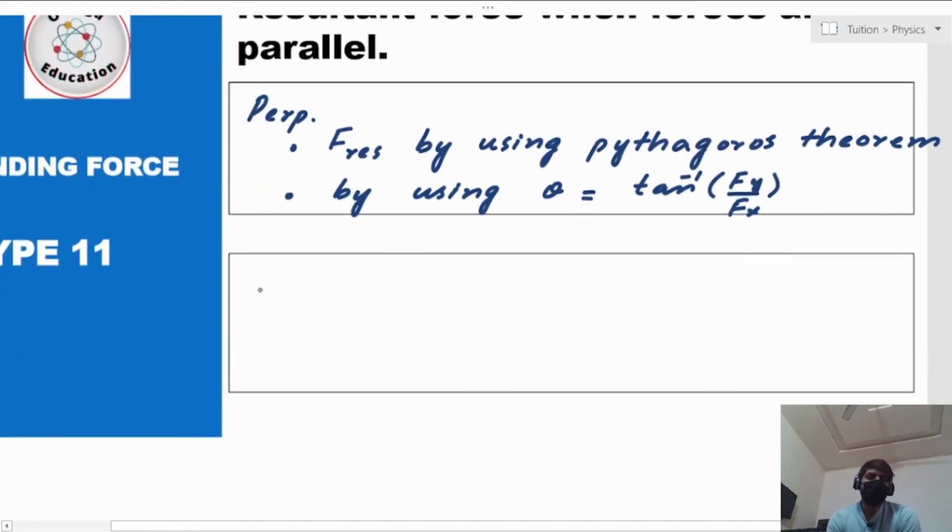And if the forces are not perpendicular, then you have to use the scale diagram. As a matter of fact, the scale diagram can be used in any case. If the forces are parallel, perpendicular, or in any direction, you can use the method of scale diagram.